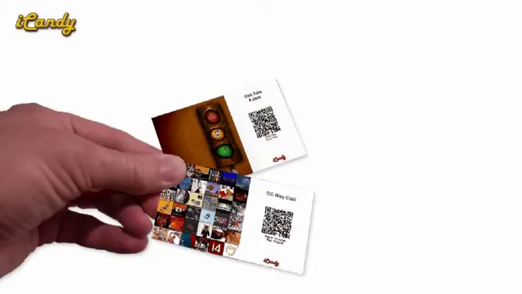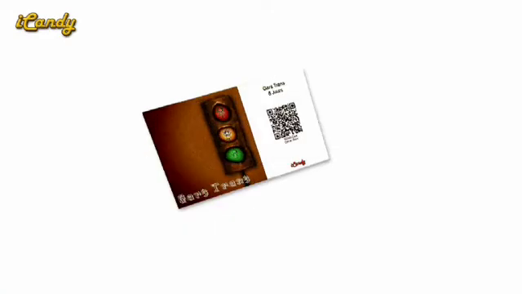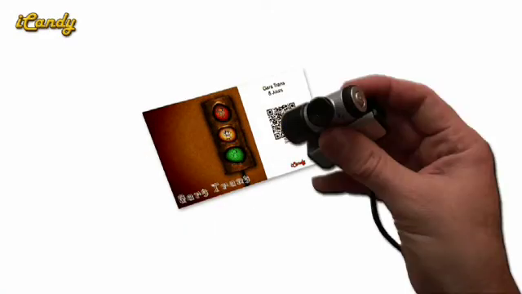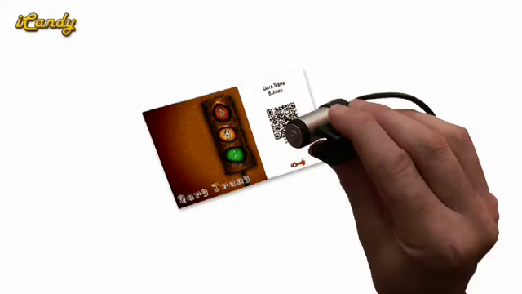Here's how it works. Given an album or playlist card, you can scan the card with an off-the-shelf webcam. The code gets converted into information that makes sense to iTunes, and the music starts playing in your iTunes application.